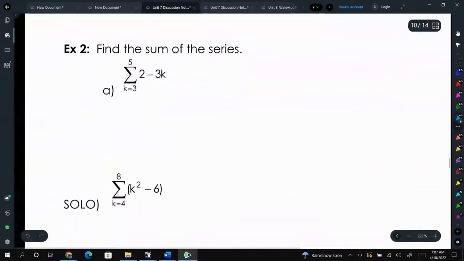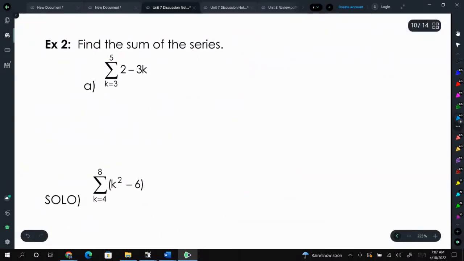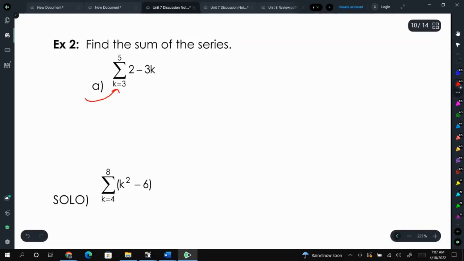Now on the next page, we are actually going to evaluate or find the sum of this series. And these are probably more time consuming than anything, because now we have to just plug in values. Notice that the lower limit here is 3, not 1. So what we're going to do is we're going to plug in 3 and get a value.